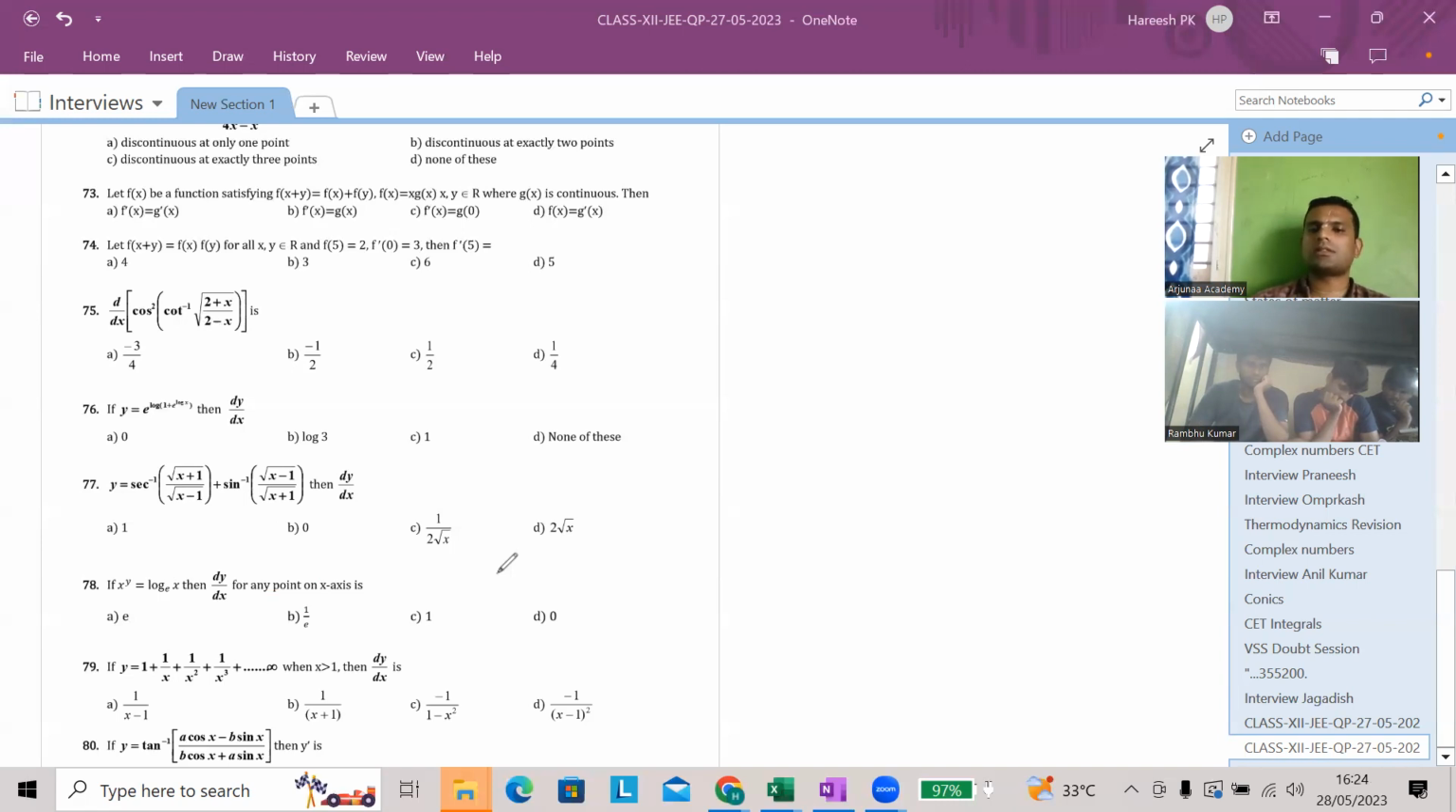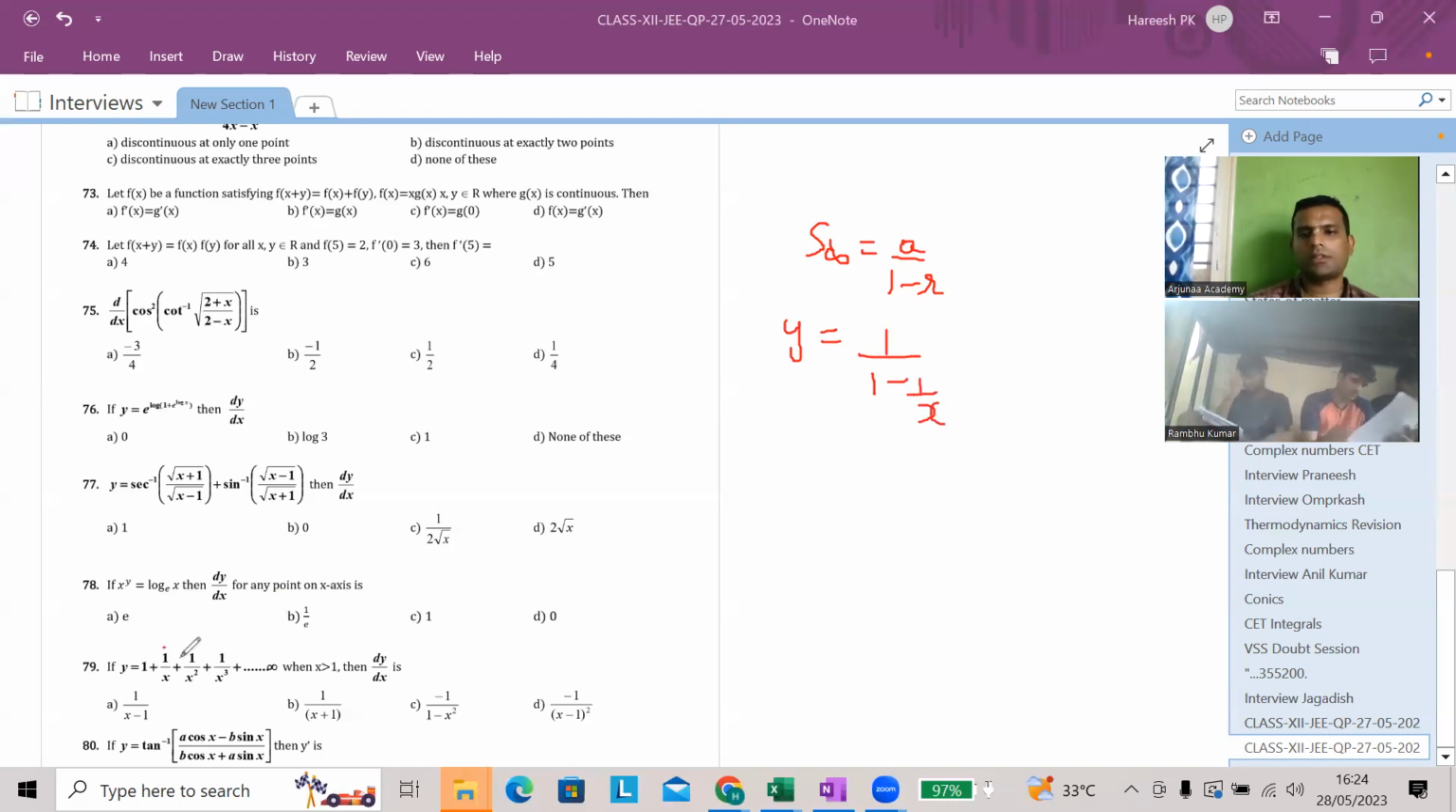What sequence is this? First year alone. Which one? Infinite geometric progression, infinite series. What is the formula for S infinity? A by 1 minus r. So y is nothing but 1 by 1 minus 1 by x. Common ratio is this.